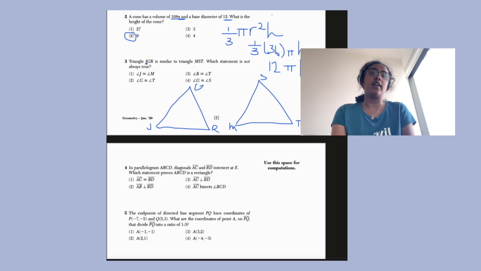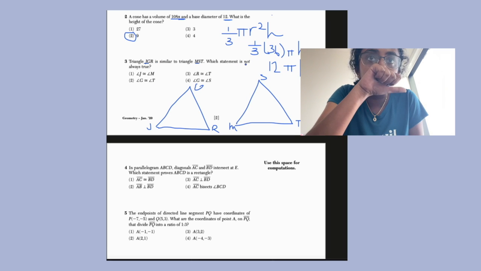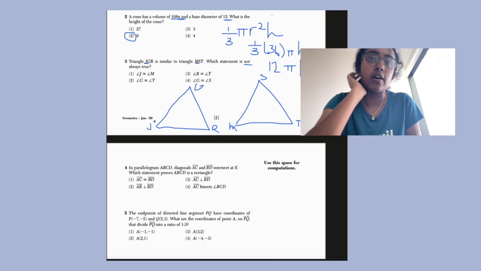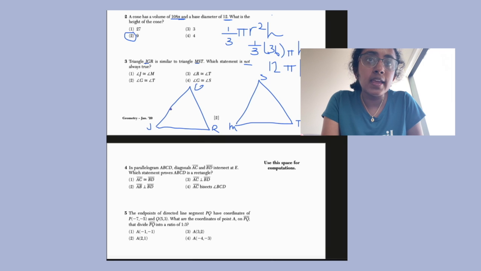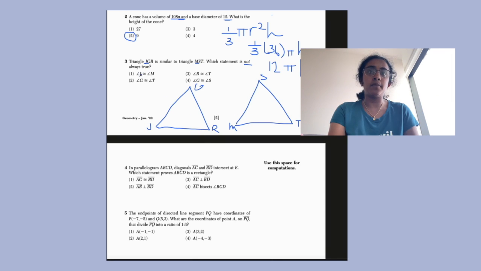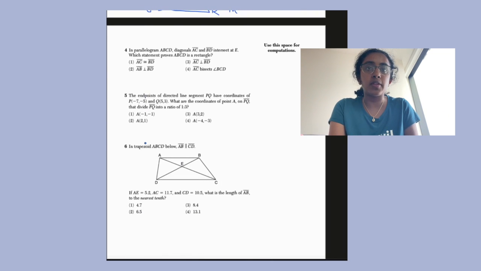And then we have triangle MST. You would usually think that with similar triangles, the corresponding angles have to be congruent. So let's look at it. Which statement is not always true? You've got to keep in mind that it's not. So J is congruent to M, so we can get rid of that. R and T definitely are. G and S definitely are. So G and T might not always be true because they're not corresponding to each other. So we are done with that.